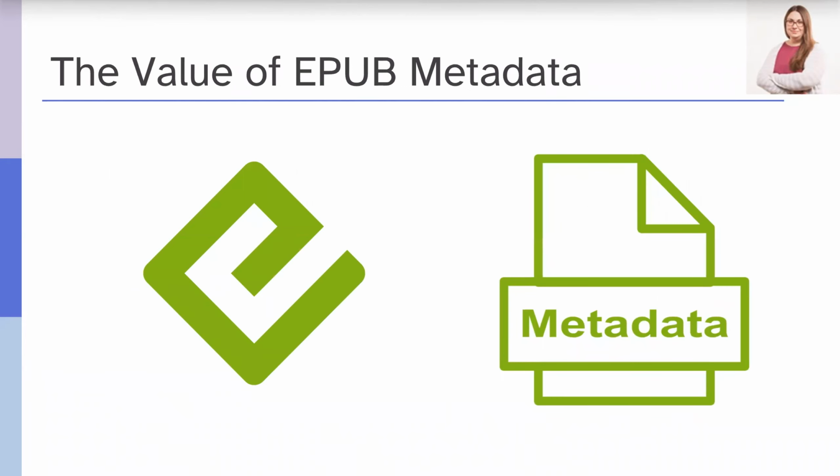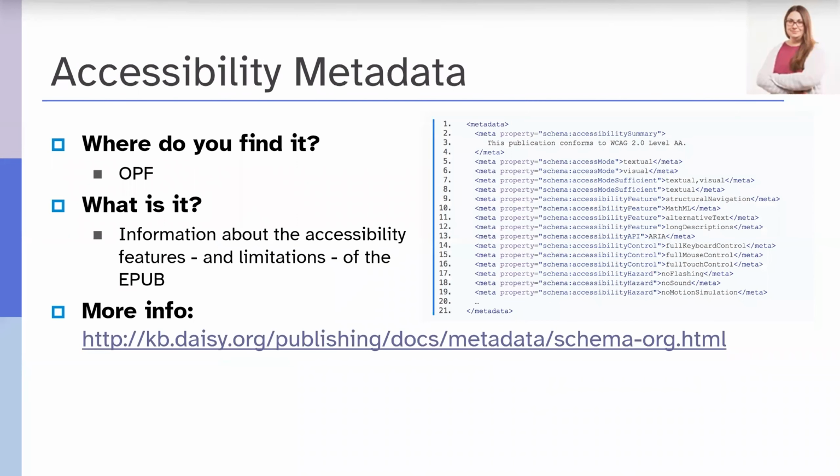So that kind of brings us into EPUB metadata. I consider myself to be a bit of a metadata nerd, and probably could have included a lot more information in this section. But what I'd like to do is just give you an overview of what kind of metadata you find within your ebook, and what metadata is going to be the most helpful for you in terms of finding out about the accessibility of a product.